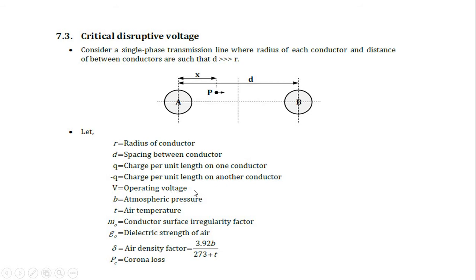V is the operating voltage, small b is the atmospheric pressure, small t is the air temperature, m0 is the conductor surface irregularity factor, g0 is the dielectric strength of air, delta is the air density factor given by 3.92b upon 273 plus t, where b is the atmospheric pressure and t is the temperature, and Pc is the corona loss.